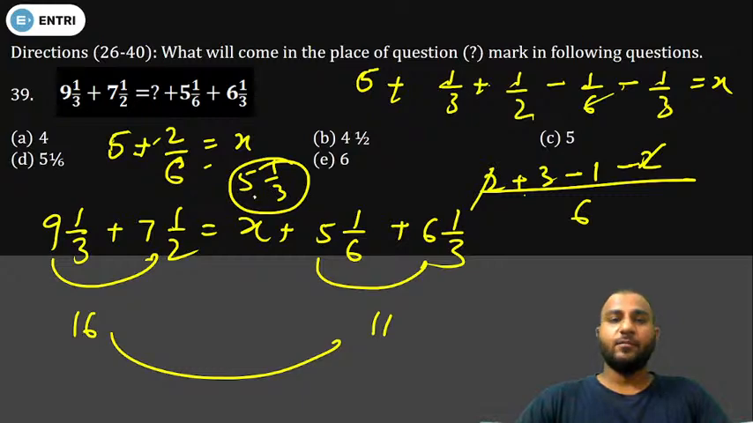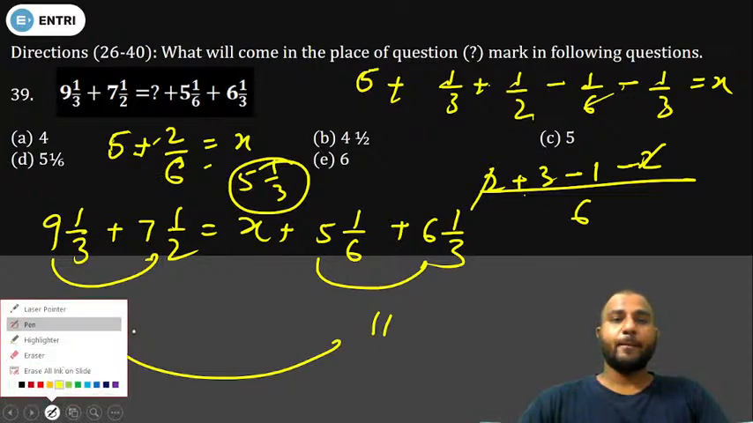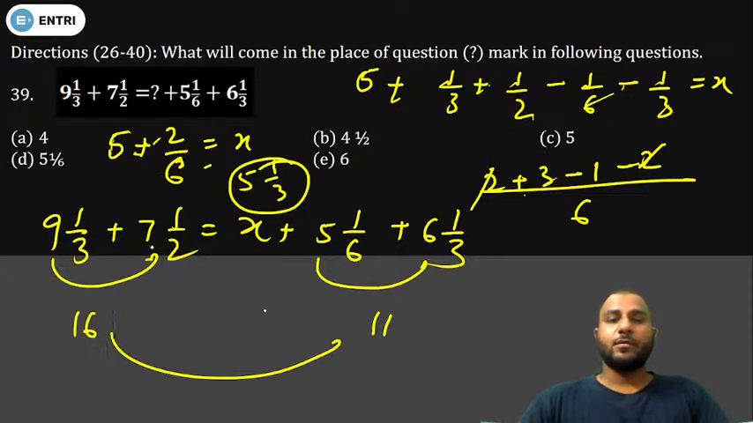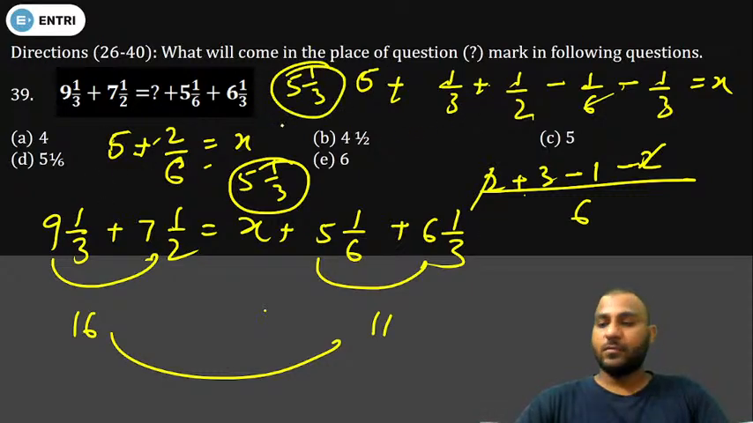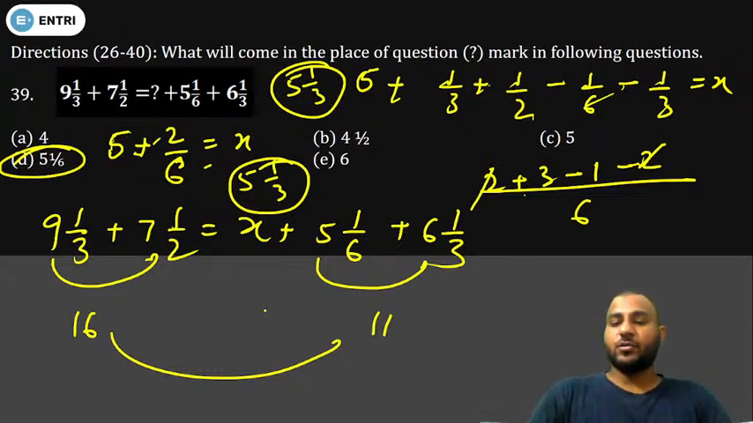Tell me. D. Yes, D will be the correct answer. Just check it. 5. Okay, I think the answer will be 5 whole 1 by 3, but it is coming as option D, so just look at that.